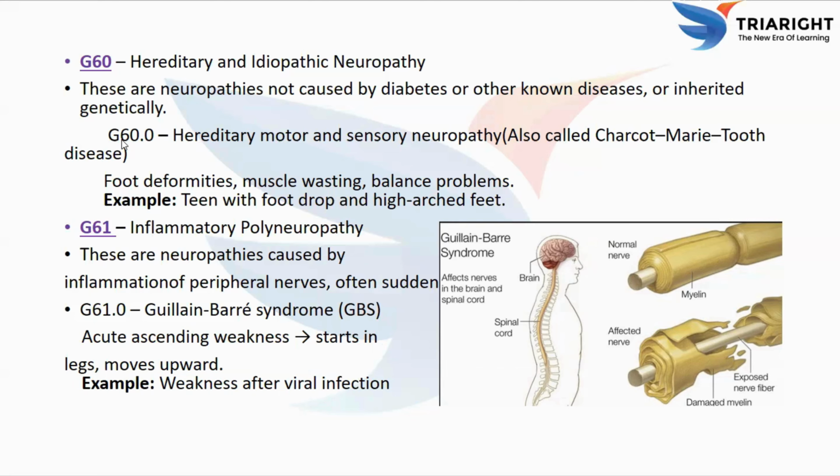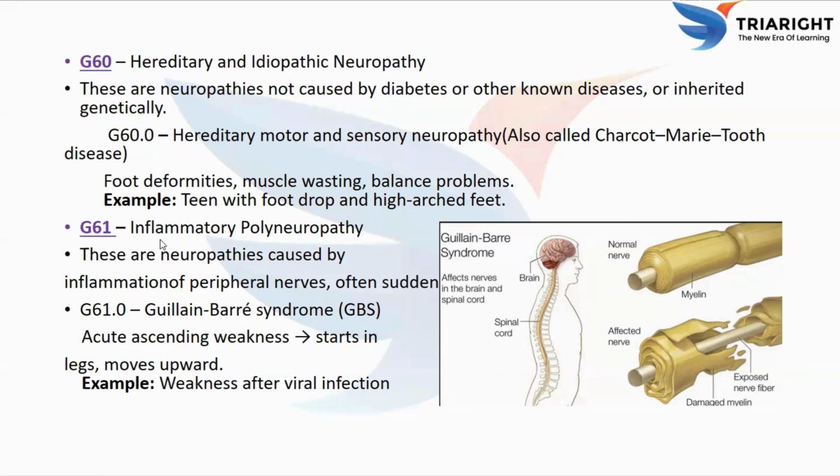So what happens in this condition? You can see foot deformities, muscle wasting in the legs, difficulty in walking, and also balance problems. You can also see foot drop, nothing but the toes dragging while walking. So this happens in Charcot-Marie-Tooth disease. So what is an example of the G60.0 code? A teen with foot drop and very high arched feet. So in this case, you have to assign the code G60.0.